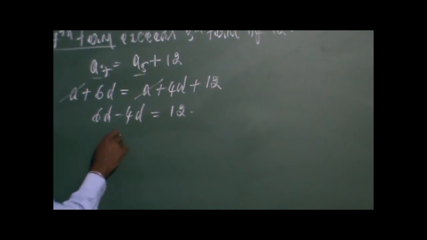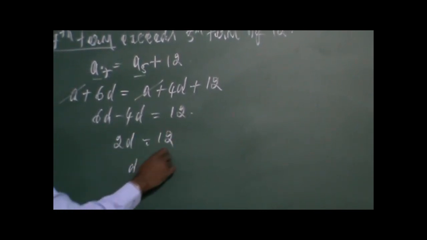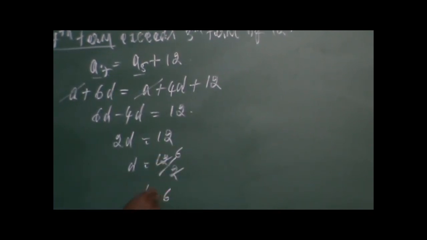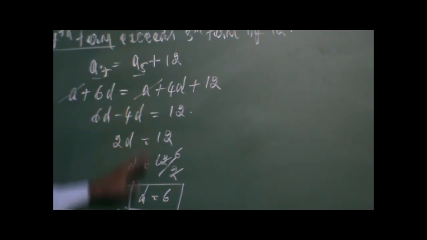6d minus 4d is 2d is equal to 12. So d is equal to 12 by 2. 2 sixes are 12, so d is equal to 6. So we have got the value of d. In order to find out or determine the AP, we need the first term and the common difference. We have got the common difference. Now we have to find the first term, and for that we need a term of that AP.